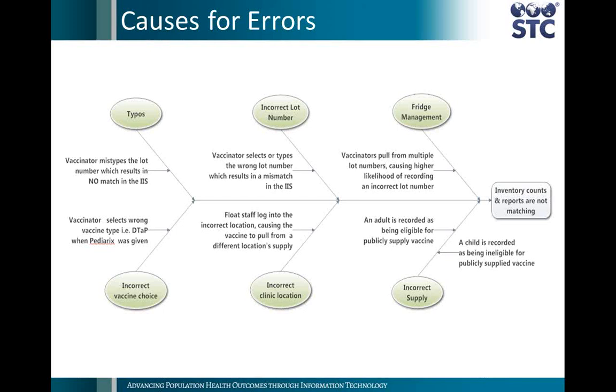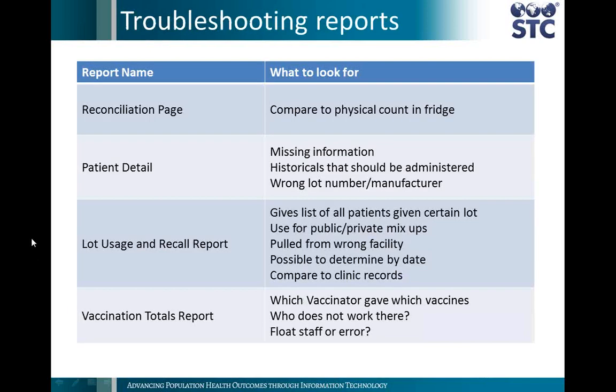So really making sure that you know who is at your clinic that day, and making sure everyone's logged into the appropriate location. And then the last one here is making sure that you're choosing the vaccines from the correct supply. So making sure that kiddos under the age of 18 are getting publicly supplied vaccines, and you're not giving any adults over the age of 18 our public stock. So those are kind of a few causes for errors.